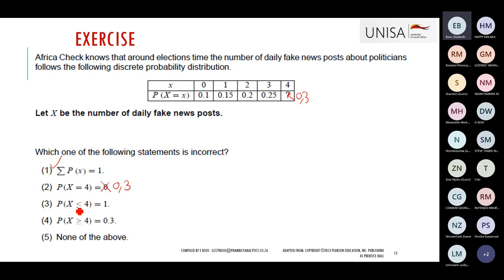The probability of X less than or equal to 4? It's 1. It's all the values from 4 and down. That is correct. The probability that X is greater than or equal to 4 is 0.3. Is that correct? Yes. It is correct because it says it's any value from 4 and up, and we know that the table ends at 4. So therefore, it's the same as the probability of X equals 4. That's the only value that we have, which is 0.3, which is correct.